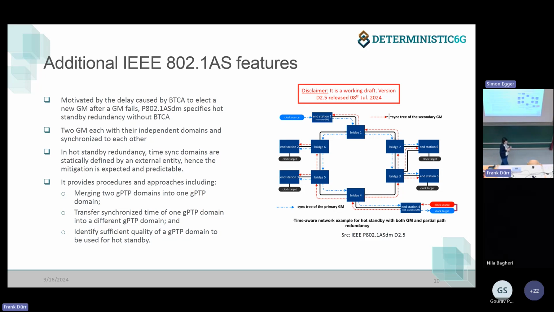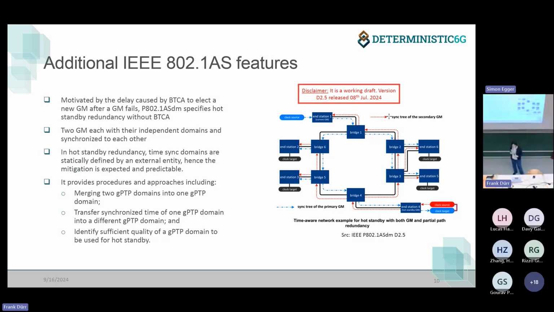So the 802.1 working group is working on an amendment, 802.1ASdm, which introduces hot standby redundancy, which means that we have 2 grandmasters in the network. One is a primary grandmaster, and the other one is a hot standby grandmaster. The hot standby grandmaster synchronizes itself to the primary grandmaster before it starts sending any synchronization messages in the network. In this way, we have 2 times transmitted to the end station at a time, and based on the redundancy, it uses the primary time. If it's not available, then it switches to the hot standby without any loss of time. So the mitigation for any link or device failure is very predictable and also very expected.